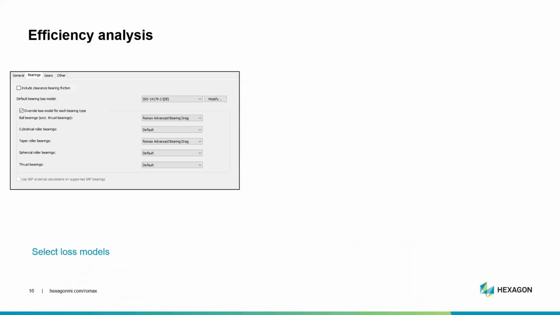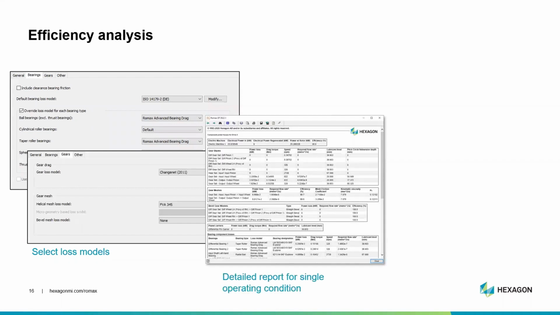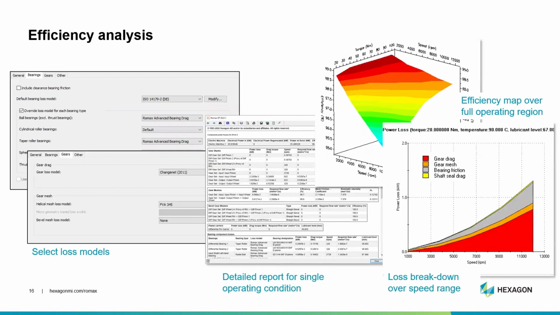Now, I won't include a demo of the efficiency analysis, but for a typical efficiency analysis, you just select what loss models you want to use, either ISO standards or the Romax advanced methods for bearings and gears. And from that, the user can generate a report of detailed loss calcs for every component for a single operating point, generate an efficiency map over the full operating region, or generate a loss breakdown across a full speed range.